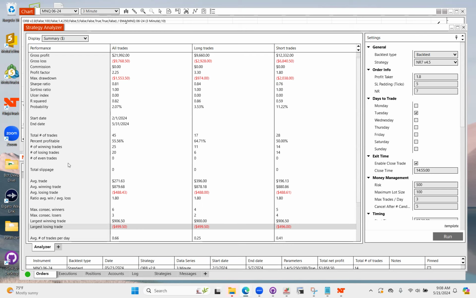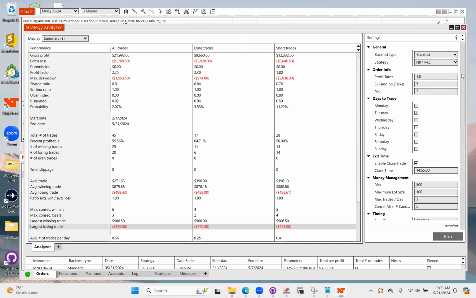All right, team. So in this video, we're going to talk about the NR7. The NR stands for narrow range over the past 7 candles. And this is a more intermediate bot. The opening range breakout, the ORB, and the snapback are set up as one-and-done, beginner-level bots that take 1 trade a day and they're done. This bot is more intermediate because it can take multiple trades per day. And so let's dive into it.